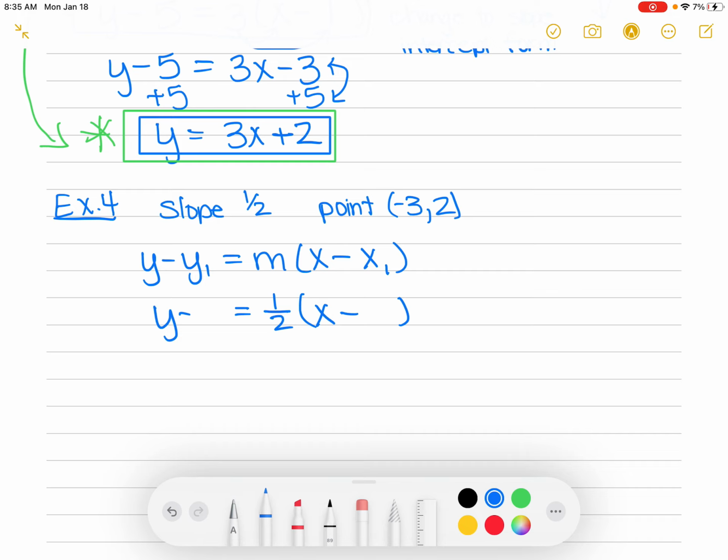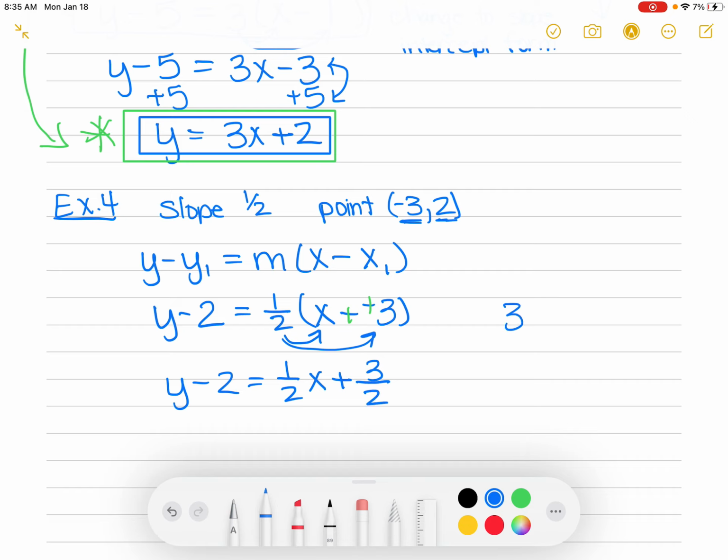And now I'm going to plug in my points. Remember, the point that goes here, next to the y, is the y. So that's the 2. And then the point that goes here is the x, so that's -3. Now notice I have minus a -3. I can change that to be plus a positive, and now I have x plus 3. Okay, so let's go ahead and do my distributive property here. So I have y minus 2 equals 1/2 x plus 3/2.